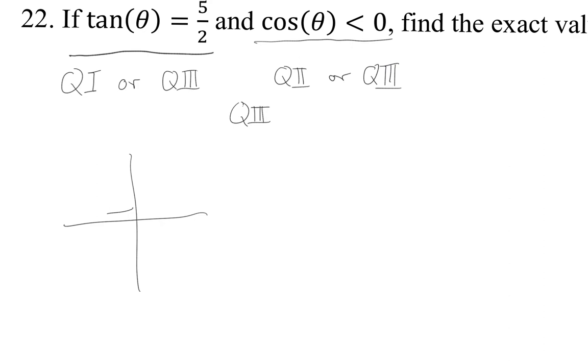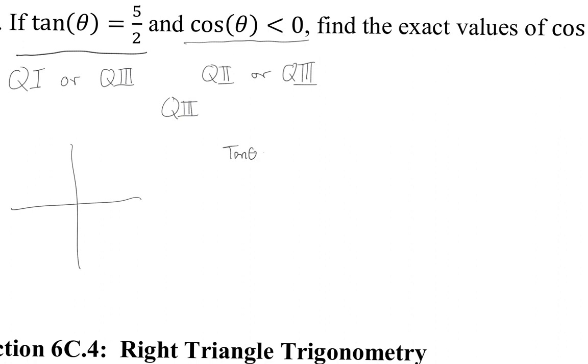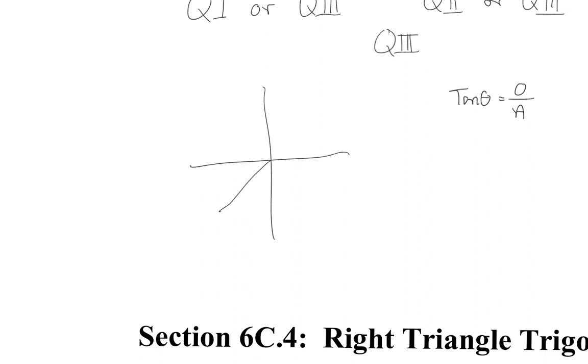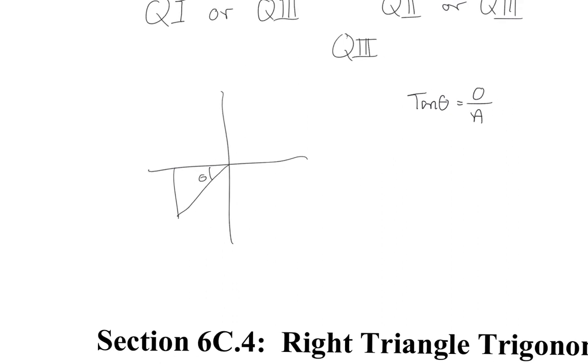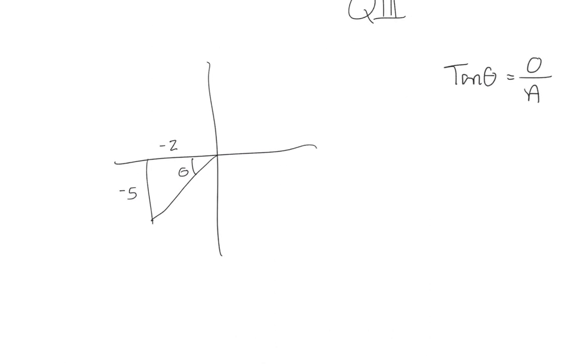So just moving on from there, we know that tangent theta is our opposite over adjacent, right? So I'm going to construct a triangle over here where this is our theta. Our opposite is going to be a -5, and then our adjacent is going to be a -2. Now we need to find the length of this side, which we're just going to use the Pythagorean theorem to solve for. Skipping ahead, we can show that c squared is 29, or just that length is equal to root 29.